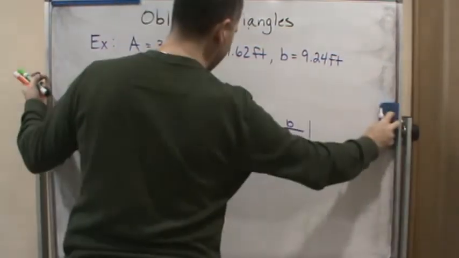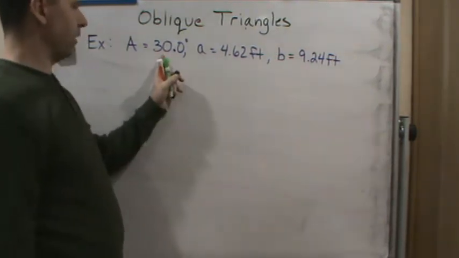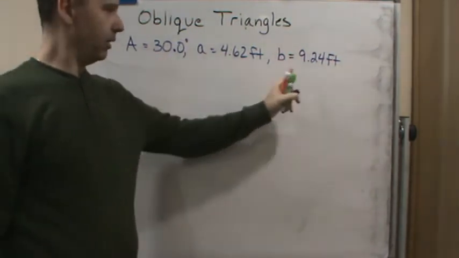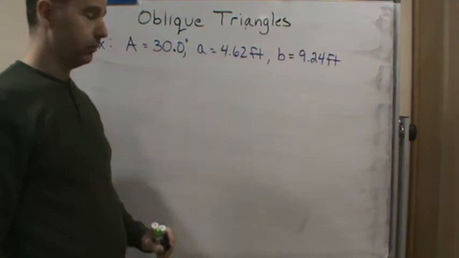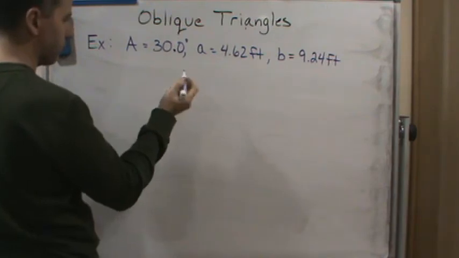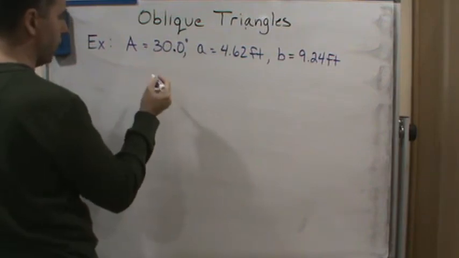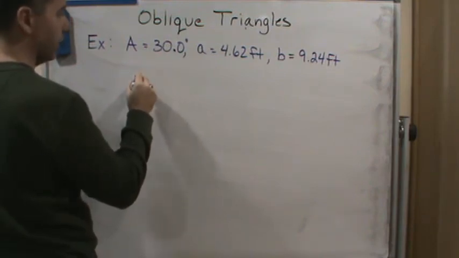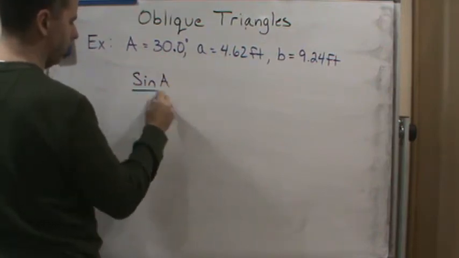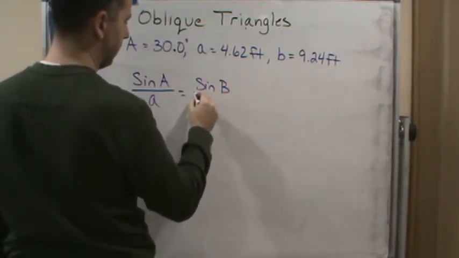Now, let's look at this situation again, just so you're aware. We have an acute angle, we've got A and B. It's not obtuse, so we don't have to worry about whether one's bigger or not. So we're just going to solve this. I'm going to set up my proportion using the law of sines. It's going to be sine A over A is equal to sine B over B.